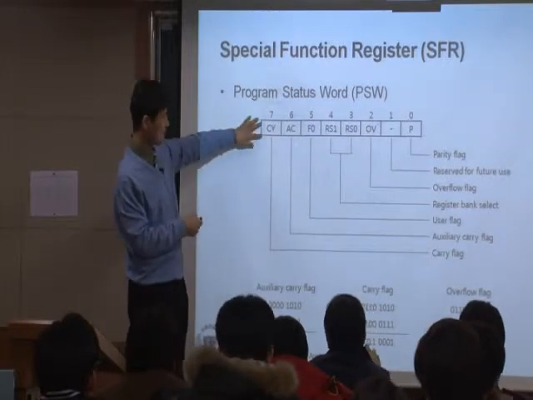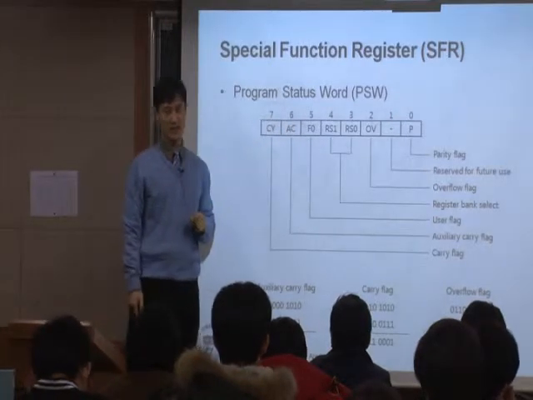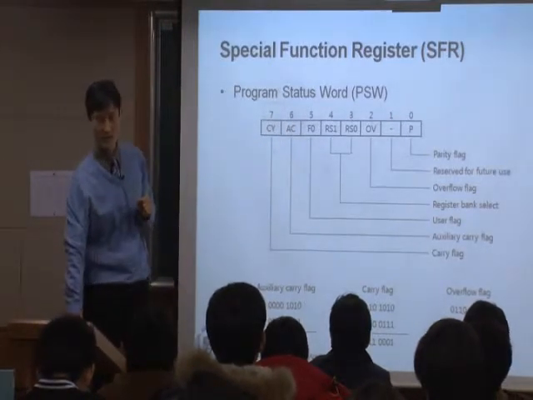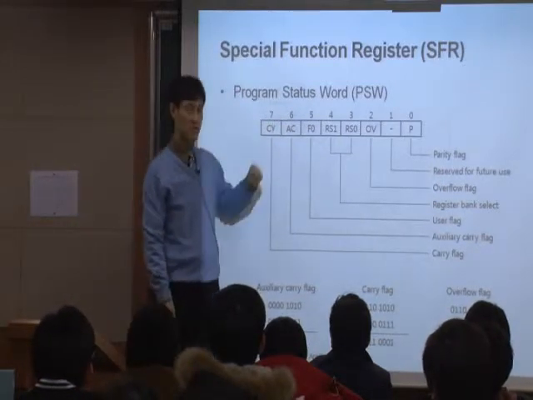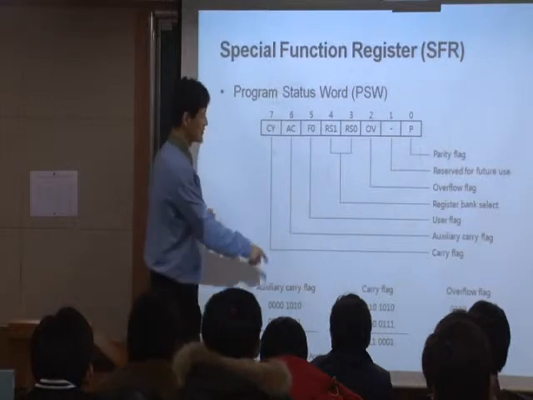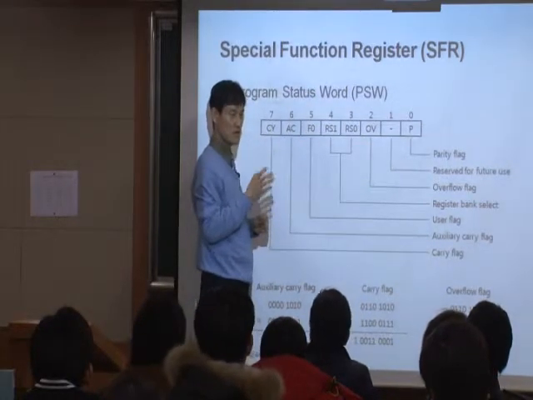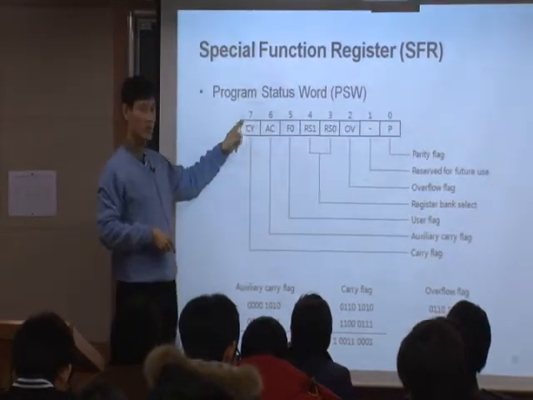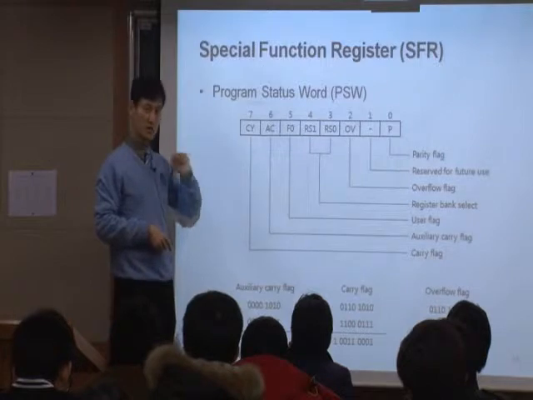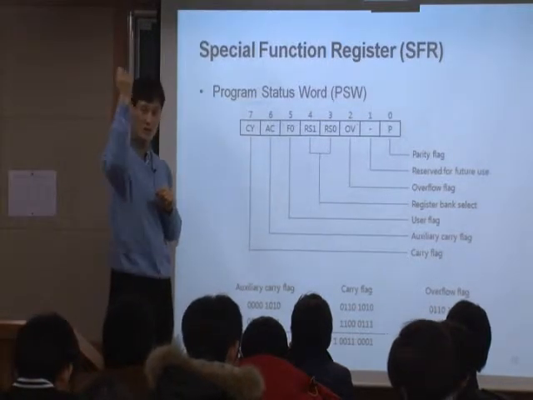First of all, CY. And each of these is called a flag. What is a flag? Why do we call each of them a flag? Because each bit is a different condition, a different status. And each bit is just binary, either 0 or 1. 0 or 1, like this, right? We call that a flag.